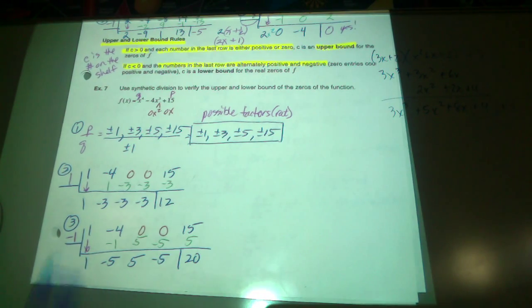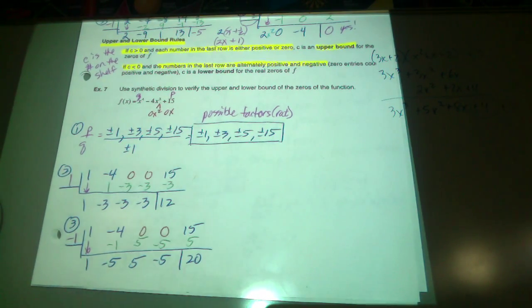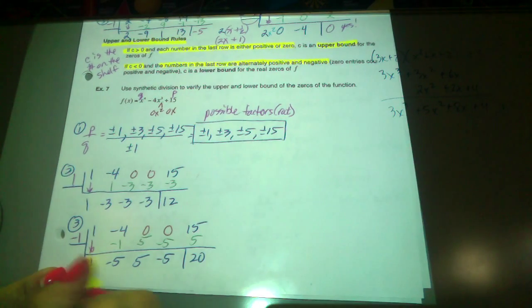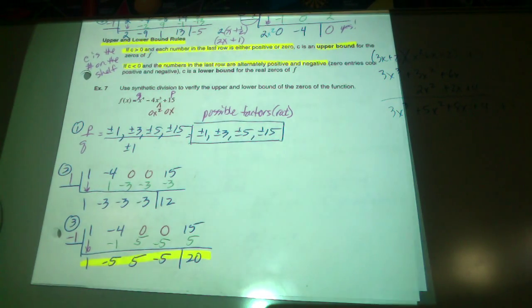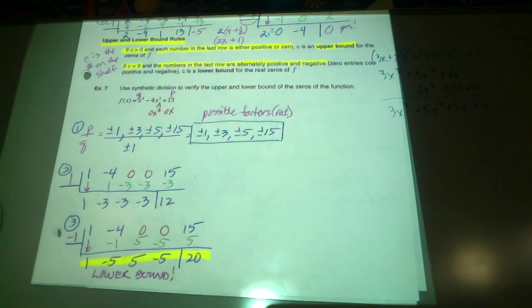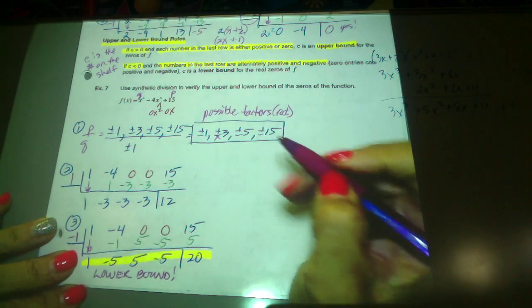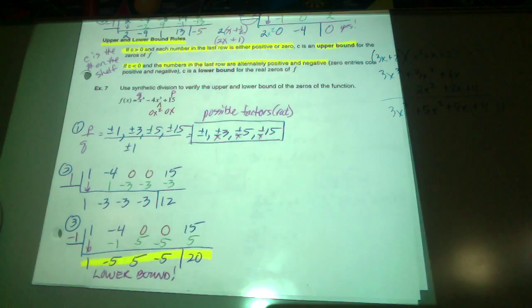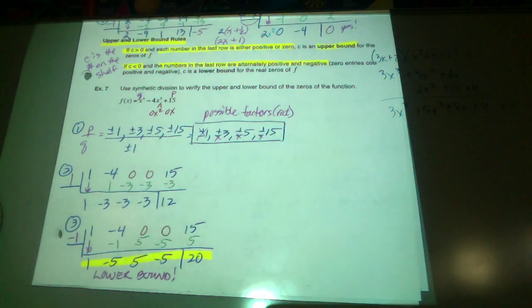When c is negative, I'm looking for alternating positives and negatives. Is this alternating positives and negatives here? Yes. So what I have found is my lower bound. What that tells me is there's no rational factors below -1. So that means I've killed out -3, -5, and -15. I don't have to try those in synthetic division. Plus, I've already tried +1 and -1, so those are out. All that's left for me to try is +3, +5, and +15.